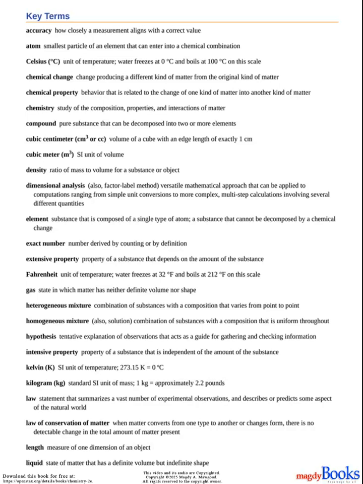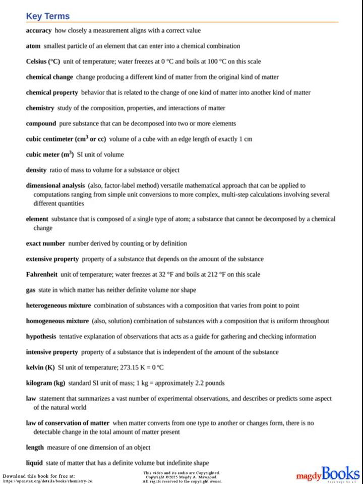23. Law. Statement that summarizes a vast number of experimental observations and describes or predicts some aspect of the natural world. 24. Law of conservation of matter. When matter converts from one type to another or changes form, there is no detectable change in the total amount of matter present. 25. Length. Measure of one dimension of an object.